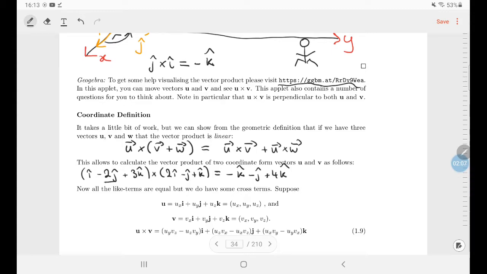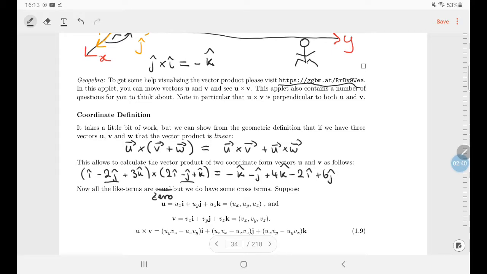Now the 2j crossed with the j, those vectors are parallel, or even if they're anti-parallel as well, the vector product will be 0, so they disappear. So the like terms are equal, let's just say 0. And then we do minus 2j by k. So j cross product k is actually i, so you get minus 2i. And then I think we're going to finish this off. 3k cross 2i, k cross i is j, and 3 by 2 is 6, we get a 6j.